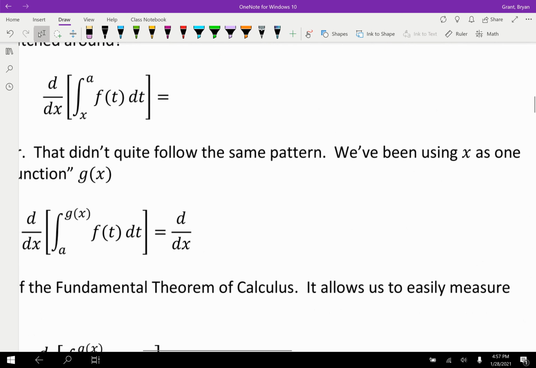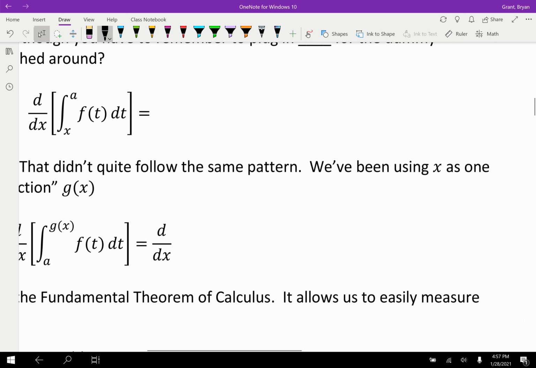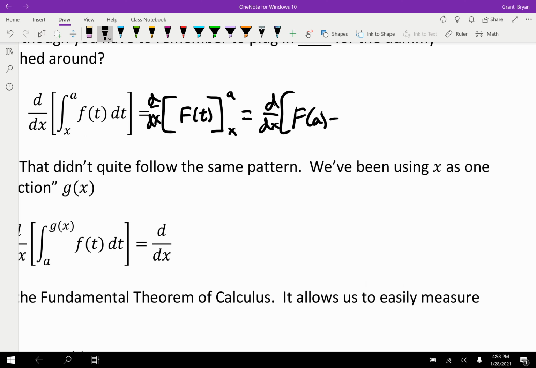Well, let's just go through all the steps again, and hopefully in the future you can just skip this. Going through all the steps here, we do the antiderivative, so it becomes capital F of t from x to a, and we're still trying to take the derivative of that. And then we're still looking to take the derivative, but it's capital F of a minus capital F of x.